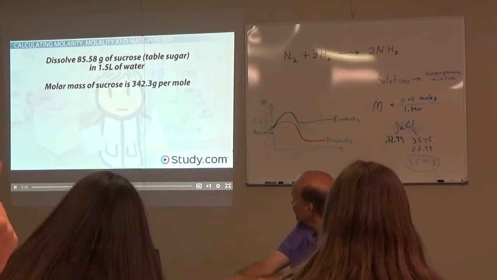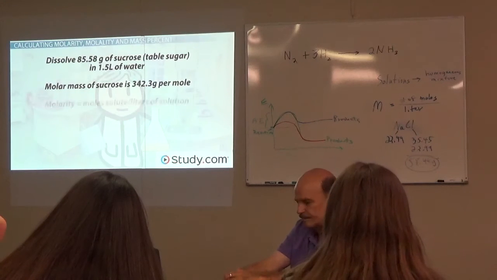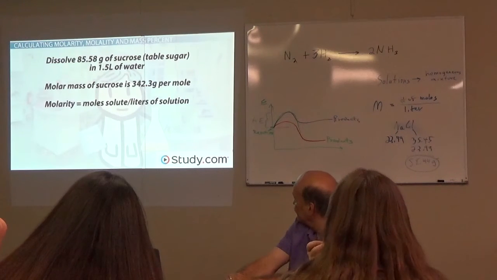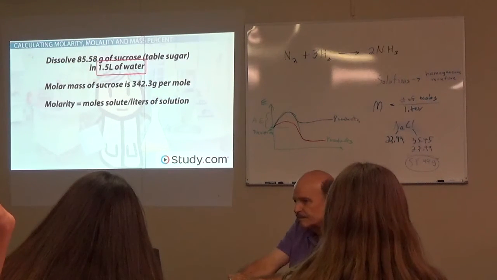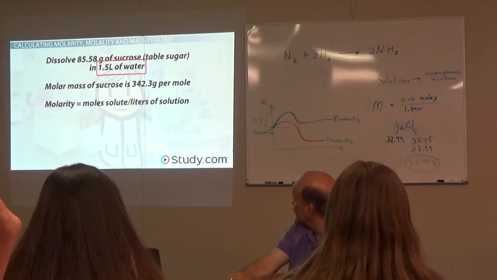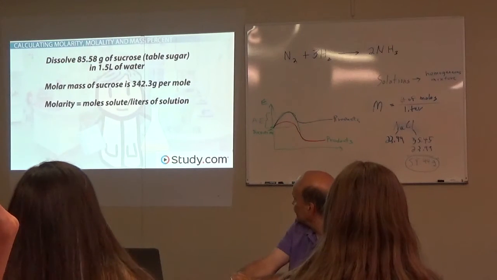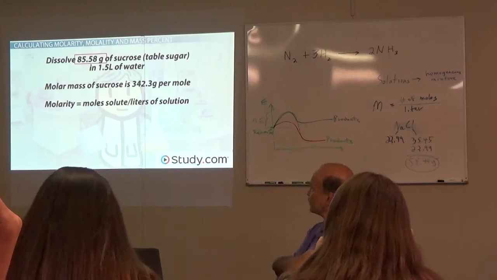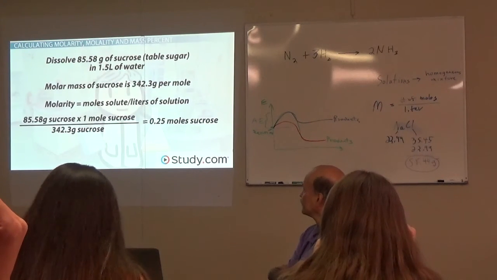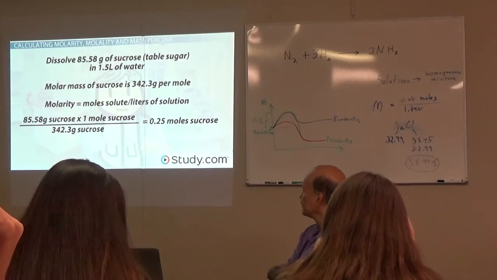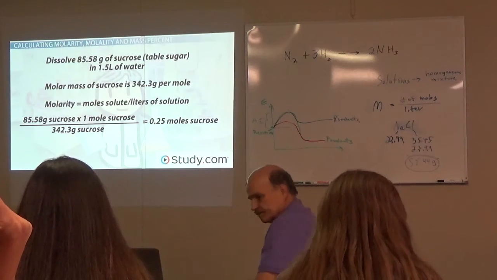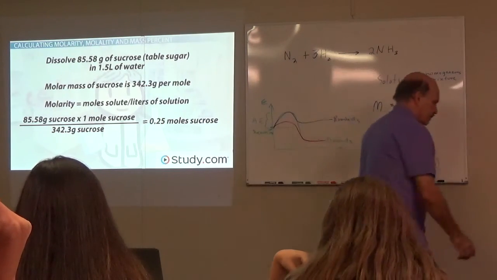The first task on my list is to calculate molarity for the solution using the molarity equation. Molarity equals moles of solute divided by liters of solution. We have liters of solution given to us, but must calculate number of moles given both the mass of sucrose and the molar mass of sucrose. To find moles of sucrose, we divide the given mass of sucrose by the molar mass of sucrose. 85.58 grams of sucrose times 1 mole over 342.3 grams of sucrose. This equals 0.25 moles of sucrose.